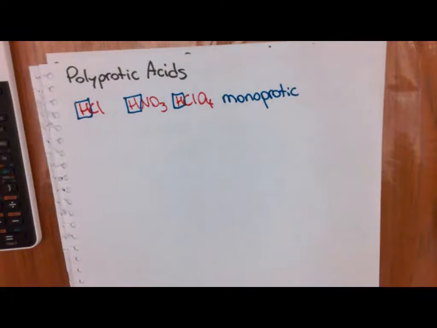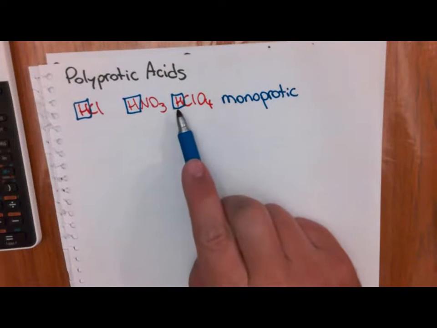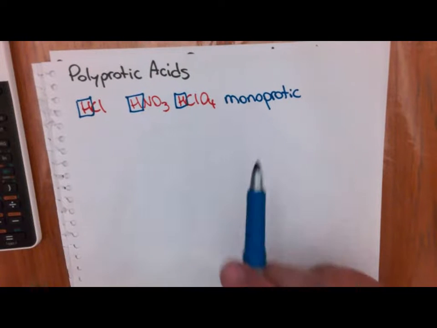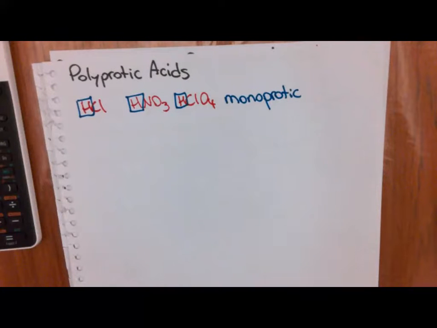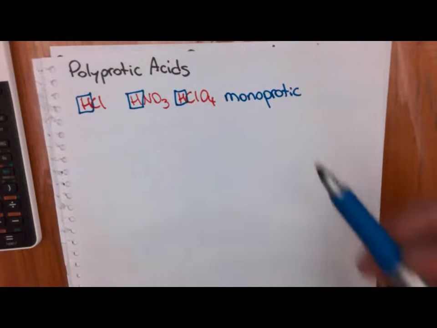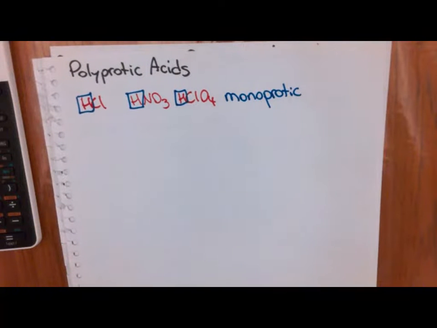That means they have one proton that they're able to donate to another entity, whether that's water or a base of any kind. They're monoprotic, so they can only donate up to one of those H plus ions.